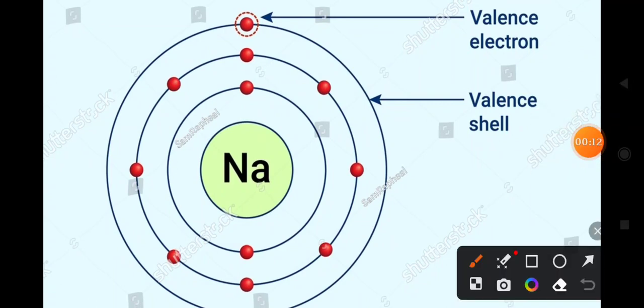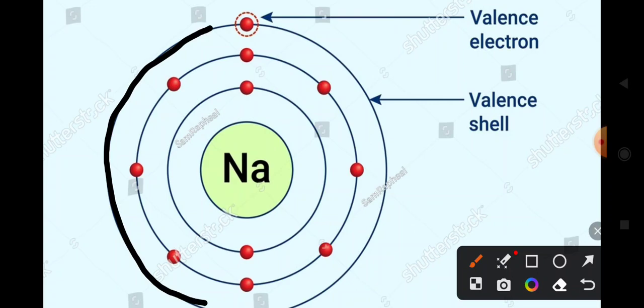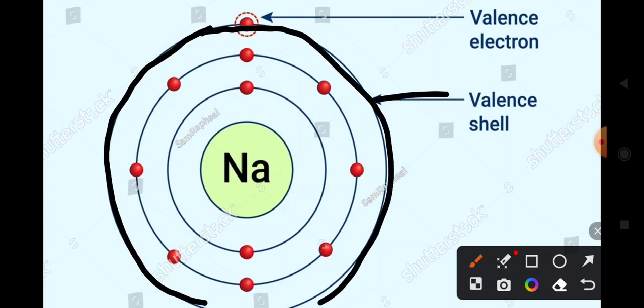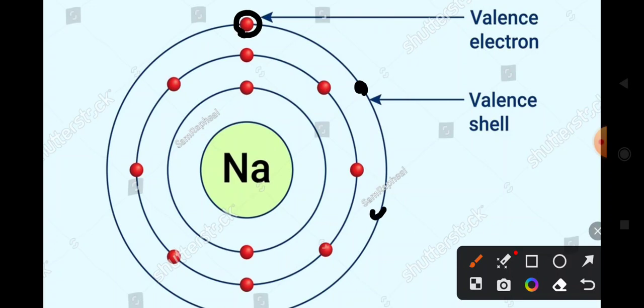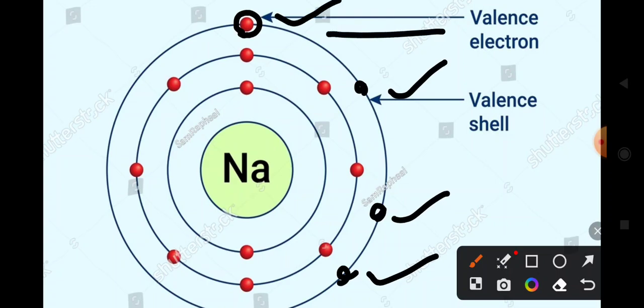See here, the last shell or the last orbit of an atom is known as the valence shell. This is the last shell, so this is known as the valence shell. The electrons which are present here, this is one of the electrons, and some of the electrons. These electrons are present in the valence shell.